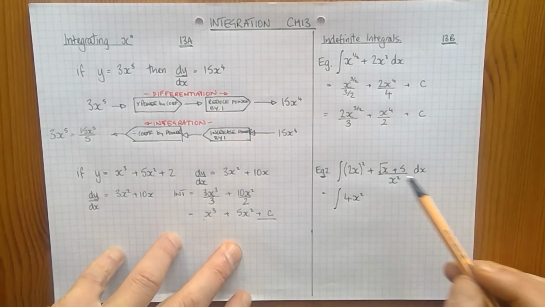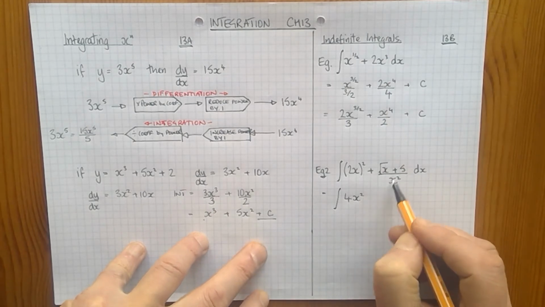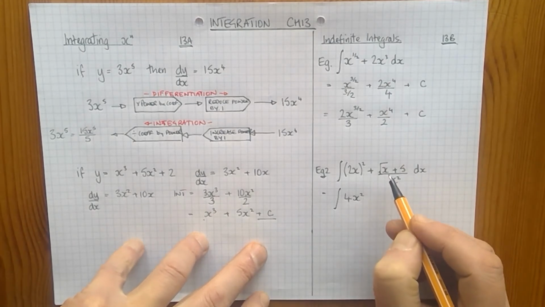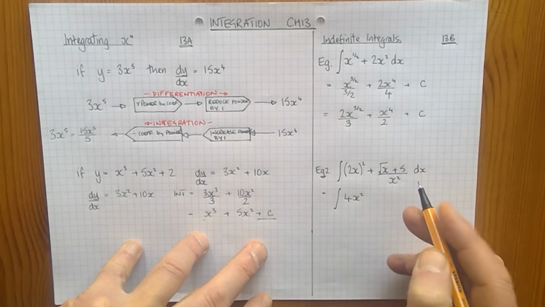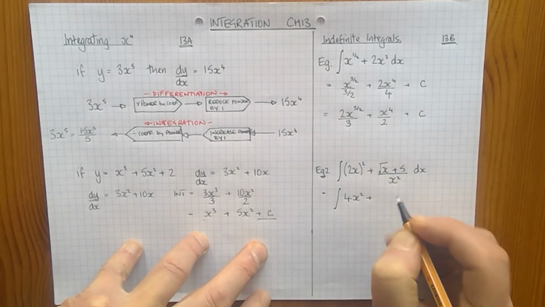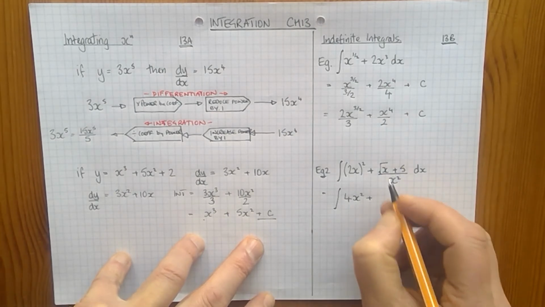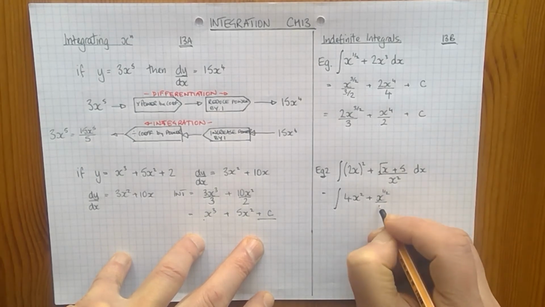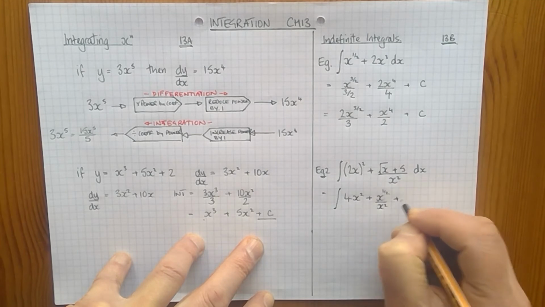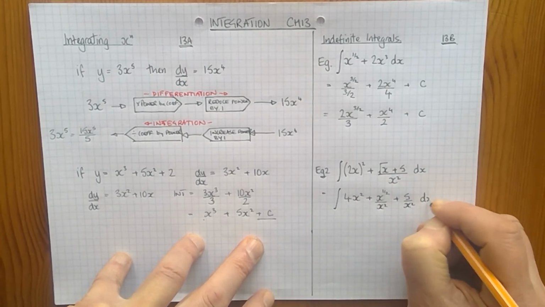Right. This bit here also needs tidying up. I'm going to separate this into 2 separate fractions, and I'm going to write this not using a square root sign but using a power. It's much easier to integrate if we've got roots, cube roots, square roots, and so on written as powers. So this bit is x to the power half over x squared plus 5 over x squared dx.